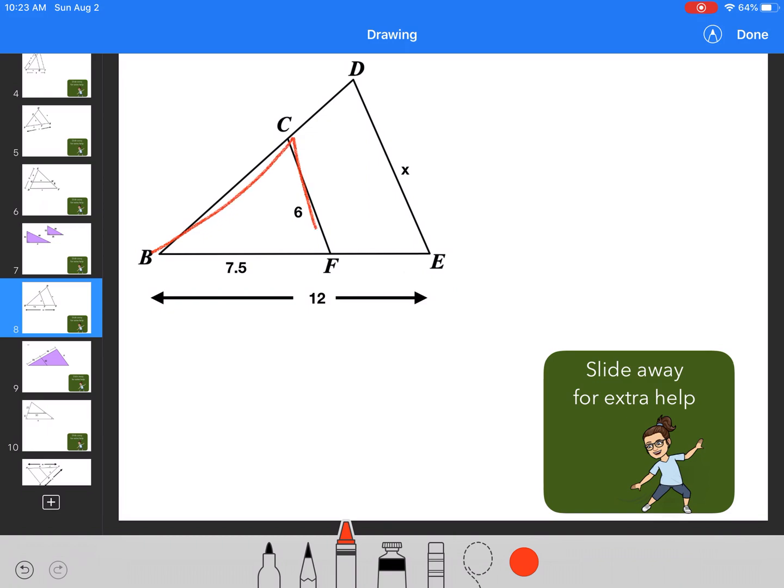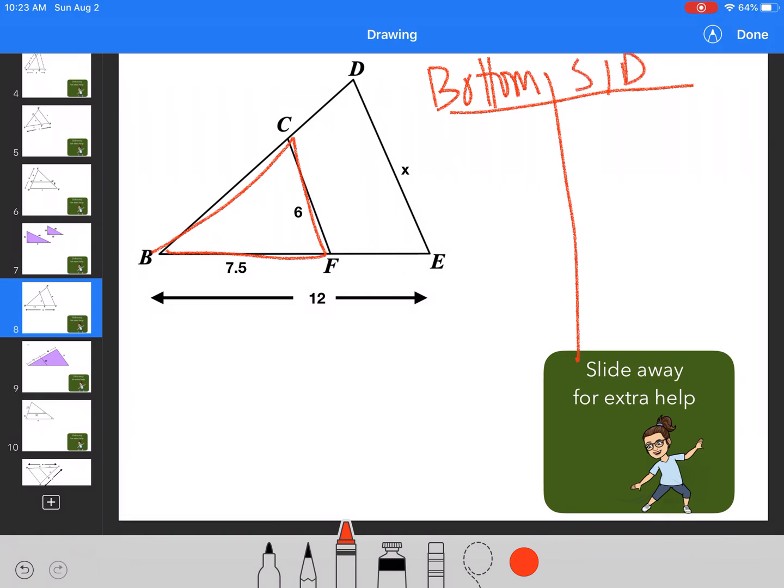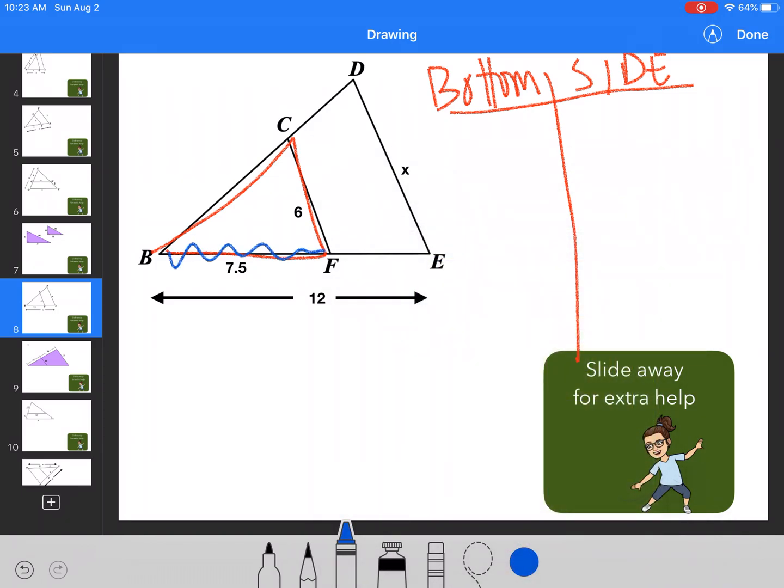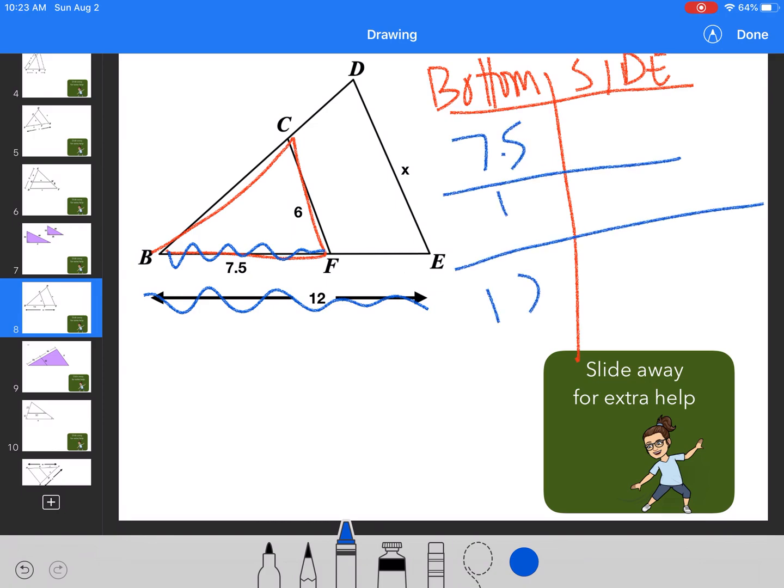All right, we're back to the ones that are inside of each other. So I'm going to trace out my one that's inside. So I'm going to do my bottom. Then I'm going to do my side. So I'm going to match up the 7.5 goes with the 12. So I want to figure out 1 and then 12. So I'm going to divide by 7.5. So I know the 7.5 goes with the 6 because they're both in the red triangle, and the X goes with the 12. So I'm going to divide this side by 7.5.